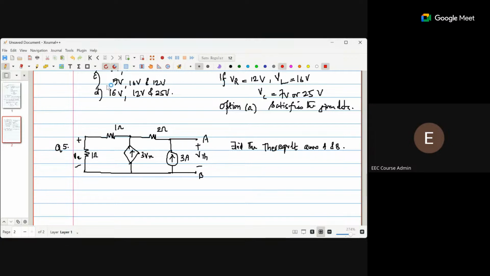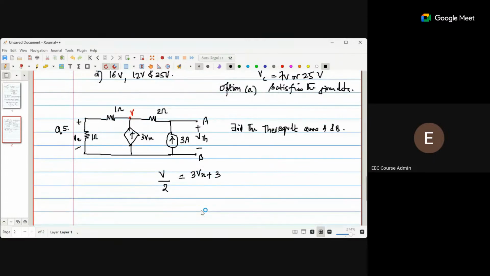So for finding the Thevenin voltage, if I consider this nodal voltage as V, I'm not redrawing the circuit, that's why I'm just using a different color to mark that nodal voltage V. So what do I get is V by 2, that means towards this side, 1 ohm and 1 ohm in series. We can also write this as V minus Vx directly. And then what will be Vx?